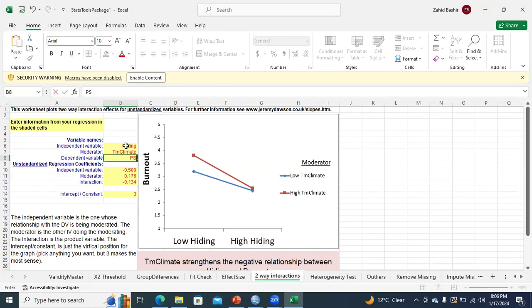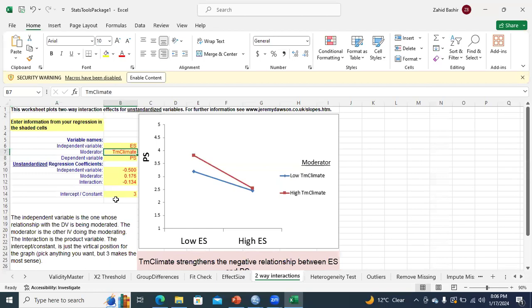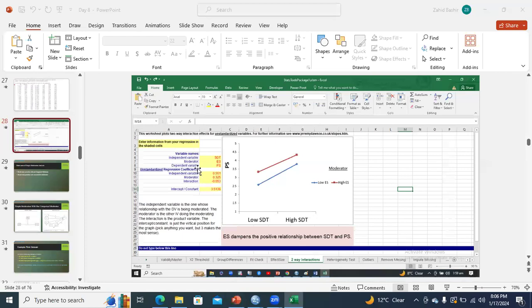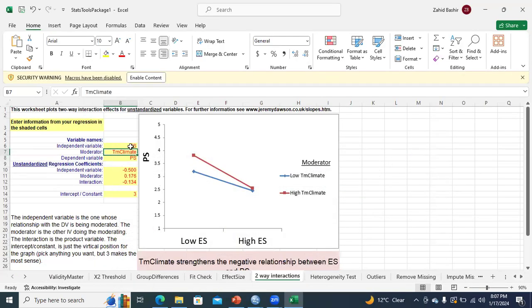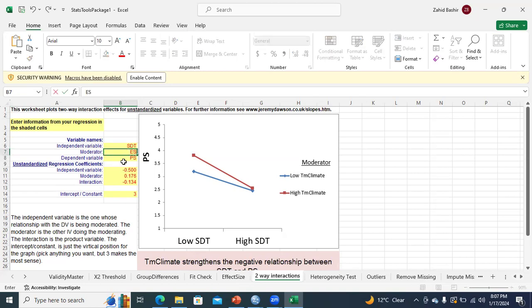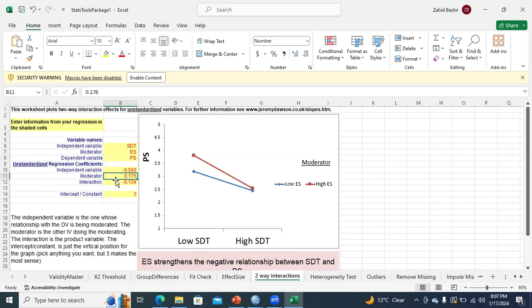I need to put the independent variable name, that is ES. Then I need to put the name of my moderator, which is, if I can see, no, SDT was our independent variable, SDT, and then ES was our moderator. So you need to put at first the name of your independent variables, then you need to put the coefficient values over here. You need to put the coefficient of your independent variable, which is SDT.